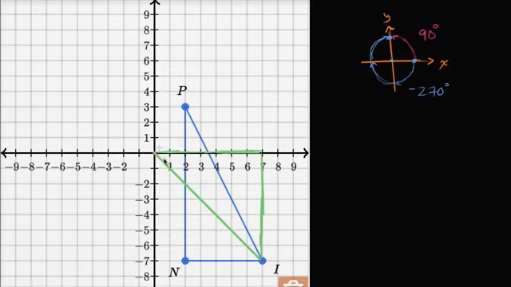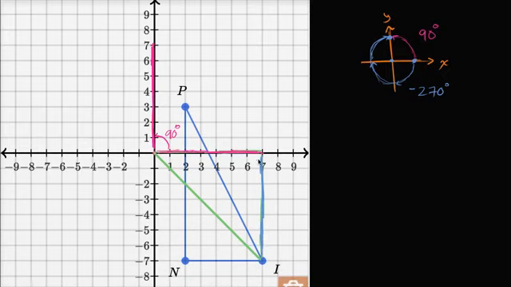Well, this side right over here, if I rotate this 90 degrees, where is that going to go? Well, instead of going 7 along the x-axis, it's going to go 7 along the y-axis. So if you rotate it positive 90 degrees, that side is going to look like this. So that's rotating it 90 degrees, just like that. Now, what about this side over here? Let me do this in a different color. What about this side right over here?